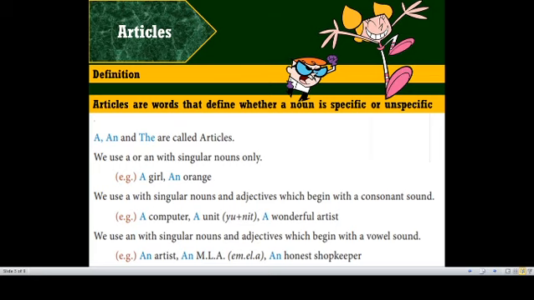For example, an artist, an MLA, an honest shopkeeper. Okay, artist, it's a vowel sound, and it's also a singular noun. So as it is singular and it's a vowel sound, we use an before the word artist.